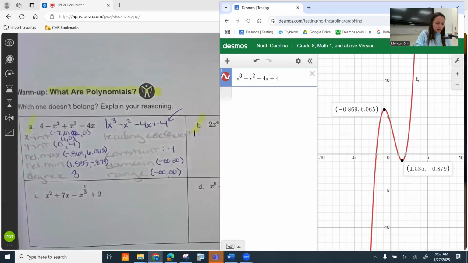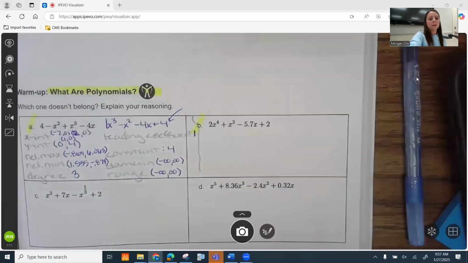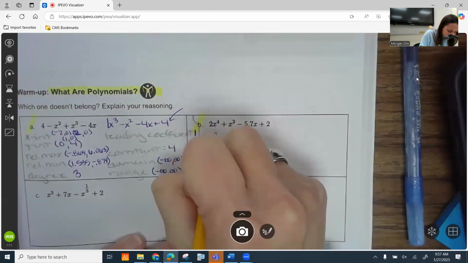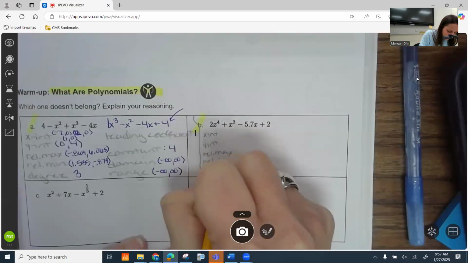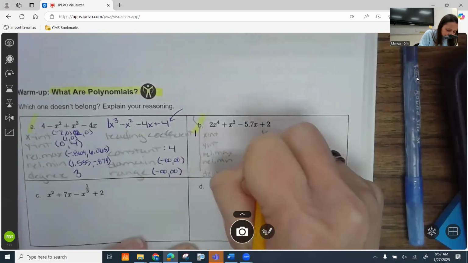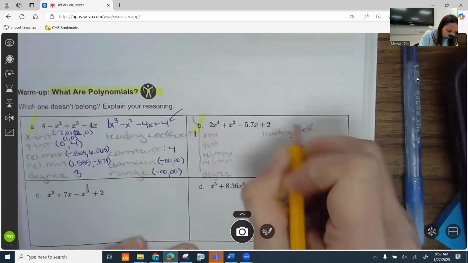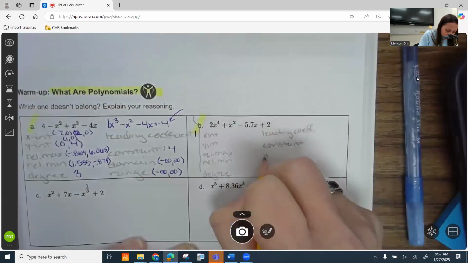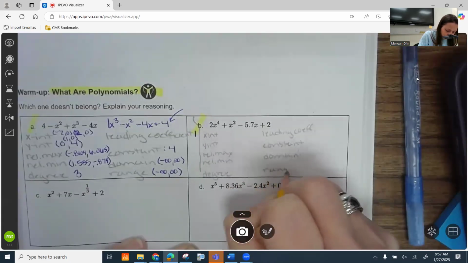All right, so now let's talk about this problem. Let's talk about B. Write all these things out again: x-intercept, y-intercept, relative max, relative min. We want the degree, leading coefficient, and constant. Some of these things we can find without a calculator, and I will in just a second. And then I will use the calculator to find the rest.